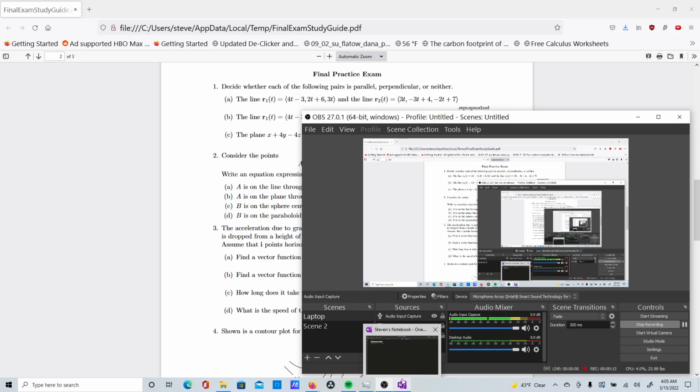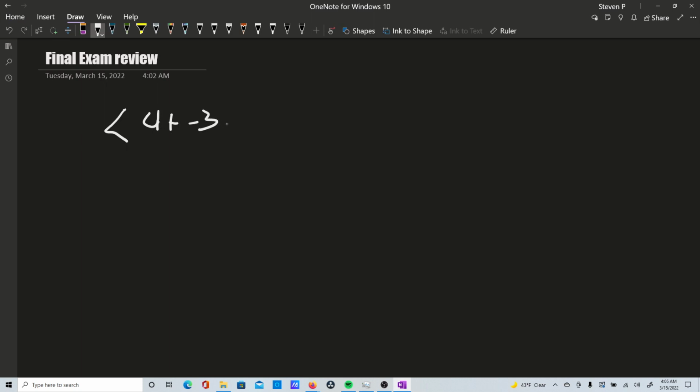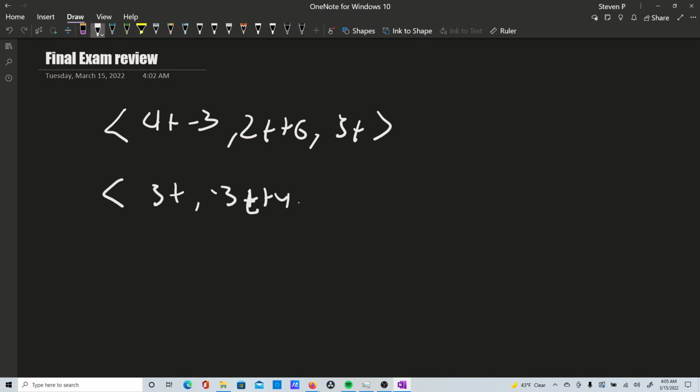Okay, so we're going to start with the problems. I think the very first problem is asking about whether two lines are parallel. And if the lines are given by 4t minus 3, 2t plus 6, and 3t, and 3t plus 4, minus 2t plus 7.